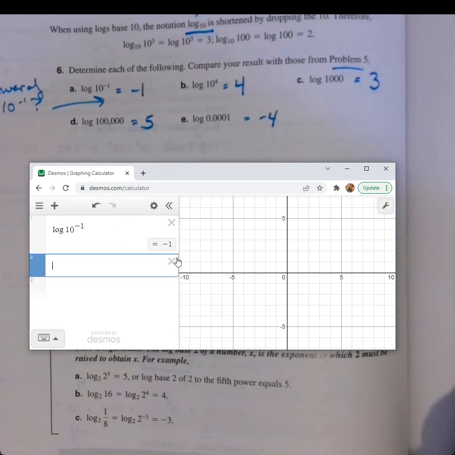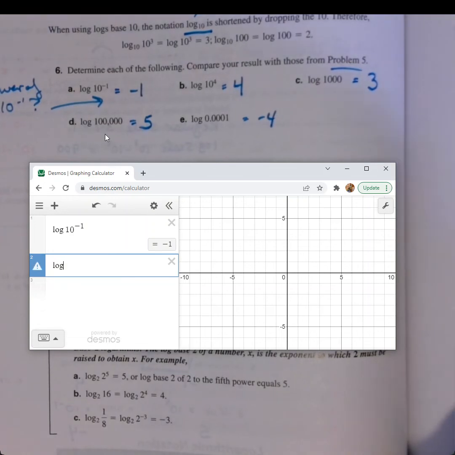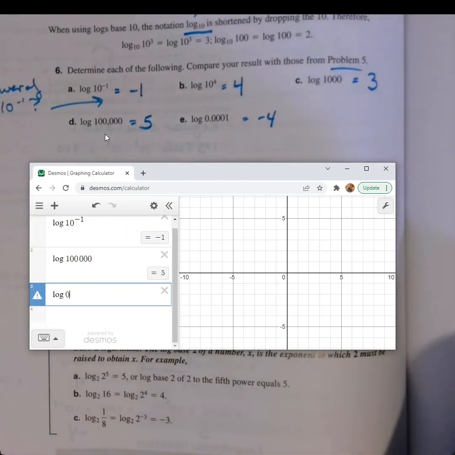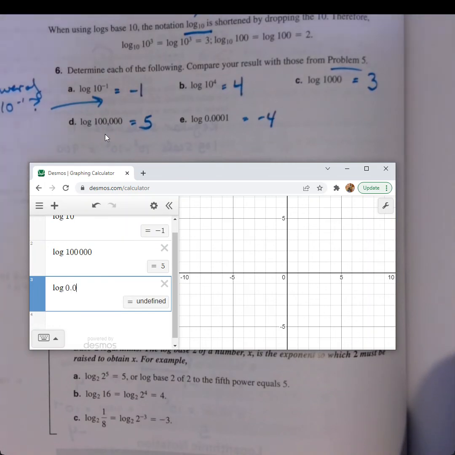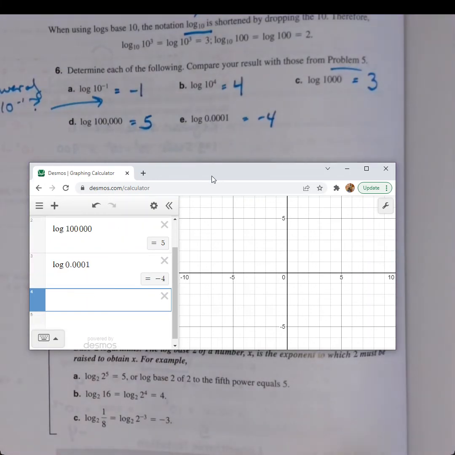And I'm just going to skip down to D. I could do log of 100,000. I have the right amount of zeros there now, and it's going to say it's 5. And I could do log of 0.001. I must have missed a 0. That's correct, right? There's 3 zeros and the 1, and I get the -4. So I can type those ones just like that, and they do compute the answer.